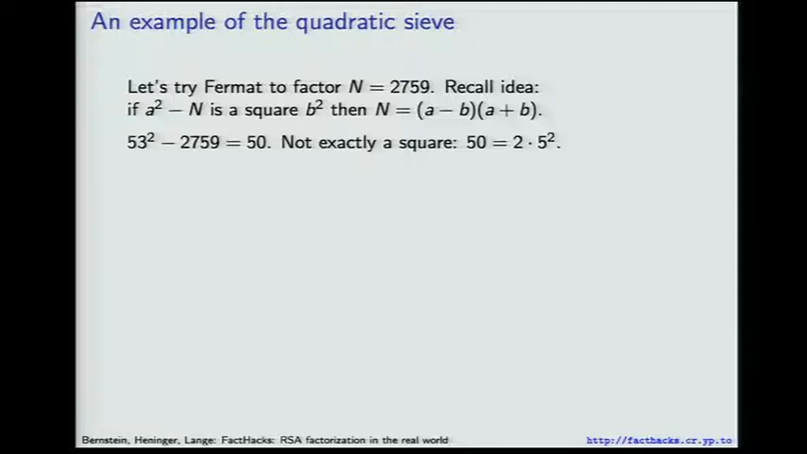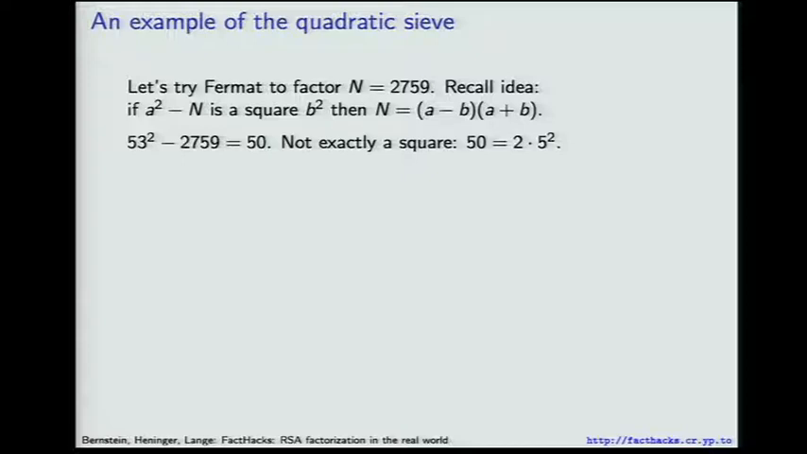The quadratic sieve starts with that Fermat method you heard about. Remember, the idea there was to try to find a square as a squared minus n. So a was like the square root of n, or maybe that plus 1, plus 2, and so on. You keep searching for numbers that if you square them and subtract n, then you get a square. So let's try that for n equals 2759, which is not very big.